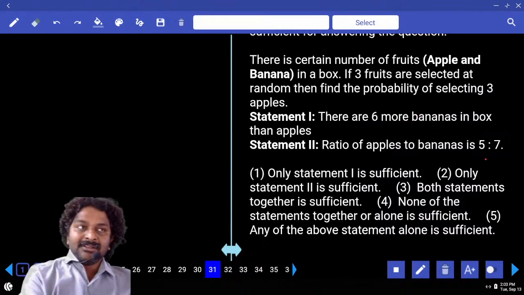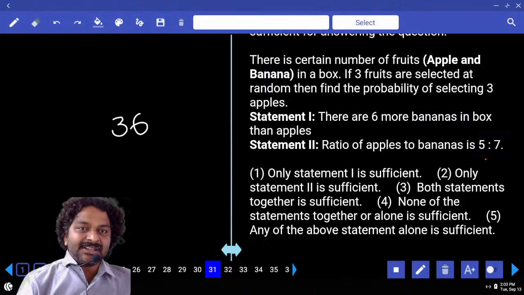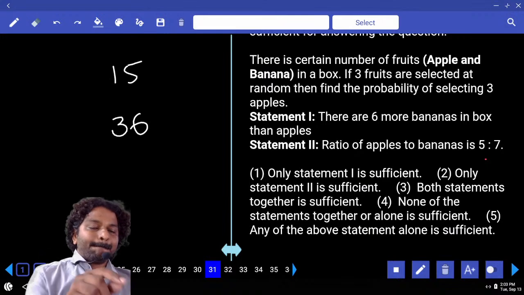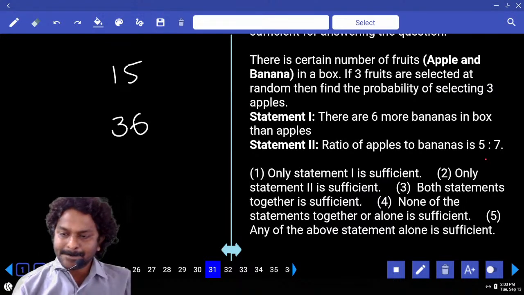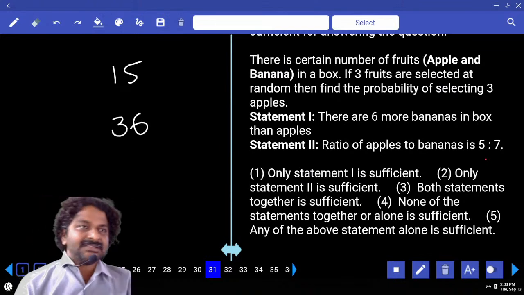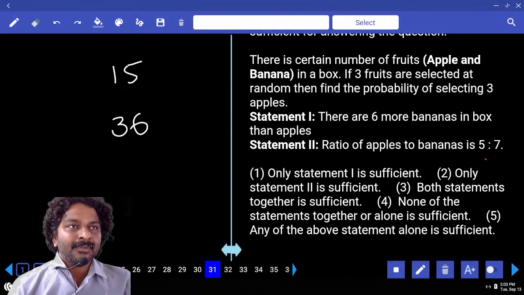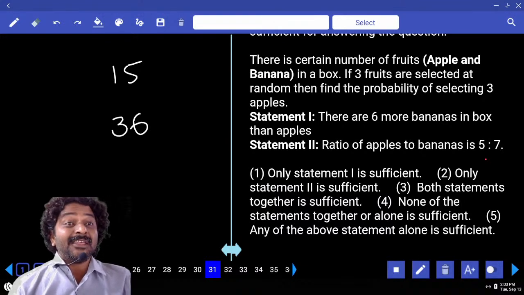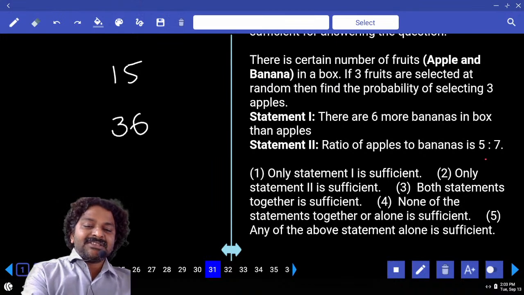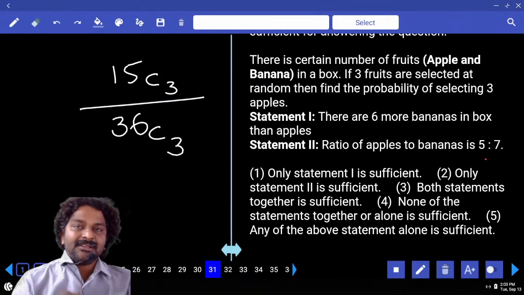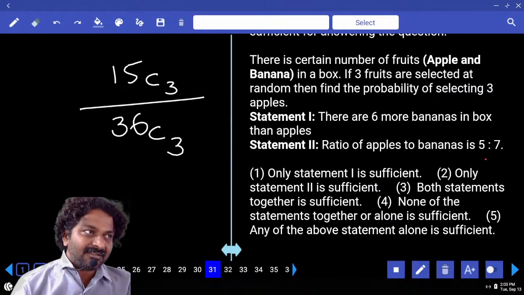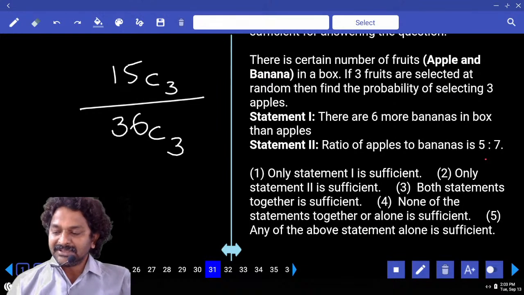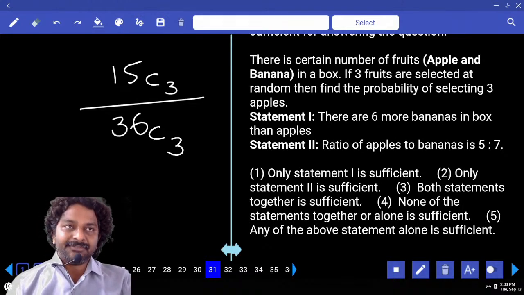Total 12 parts, 36. And apples, 5 parts, 5 3s, 15. Yes? Correct? So how many apples are there? 15. How many total are there? 36. Now selecting 3 apples out of the total, 15C3 by 36C3. Are we able to answer the question or not? Yes. So what is required? Both informations.